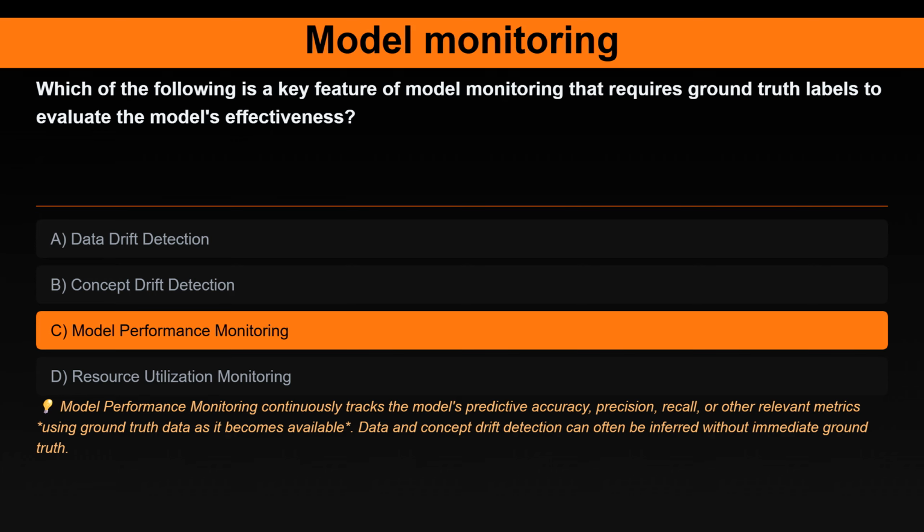The correct answer is model performance monitoring. Here's the explanation. Model performance monitoring continuously tracks the model's predictive accuracy, precision, recall, or other relevant metrics using ground truth data as it becomes available. Data and concept drift detection can often be inferred without immediate ground truth.